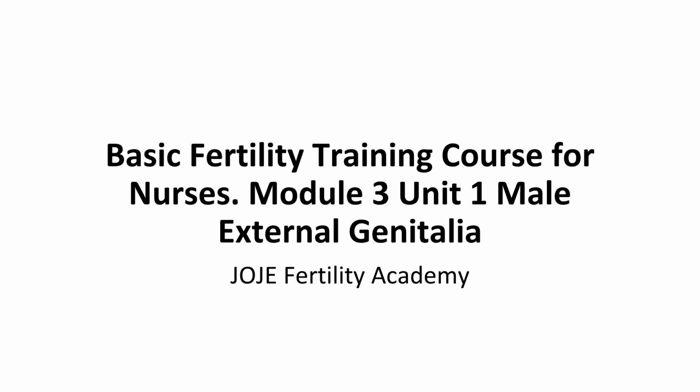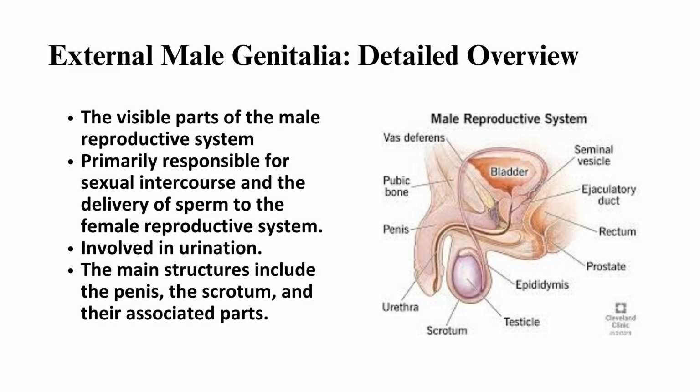External male genitalia, detailed overview. The external male genitalia are the visible parts of the male reproductive system and are primarily responsible for sexual intercourse and the delivery of sperm to the female reproductive system. They are also involved in urination. The main structures of the external male genitalia include the penis, the scrotum, and their associated parts.